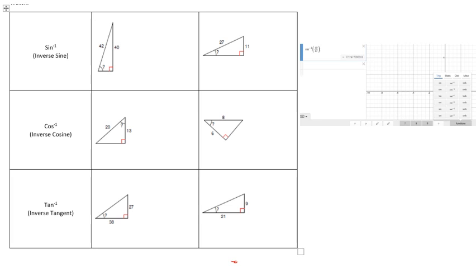By the end of this lesson, you should be able to use what's called your inverse sine, your inverse cosine, and inverse tangent to find the missing angle of a right triangle. And we're going to use the sides for this. So for inverse sine, you still use opposite over hypotenuse. For inverse cosine, you still use adjacent over hypotenuse. And for inverse tangent, you still use opposite over adjacent.